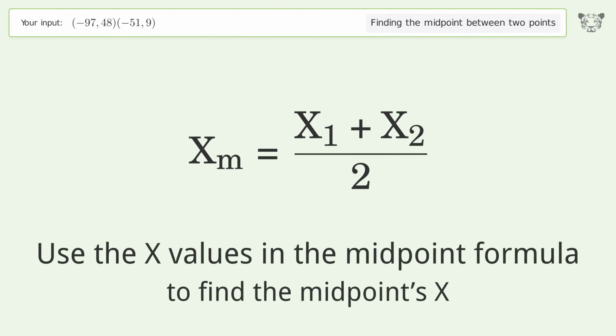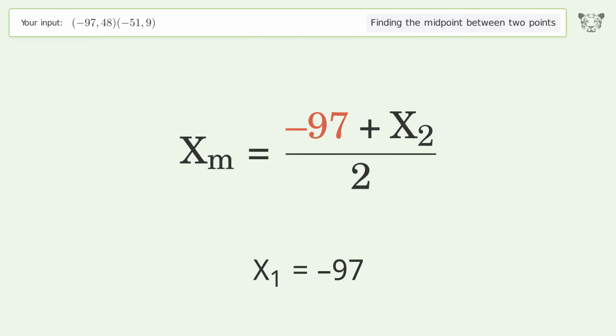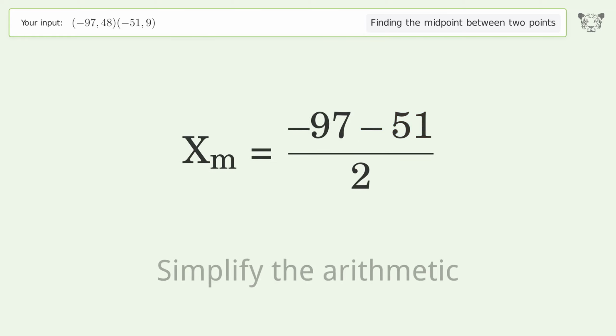Use the x values in the midpoint formula to find the midpoint's x. x1 equals negative 97. x2 equals negative 51. Simplify the arithmetic.